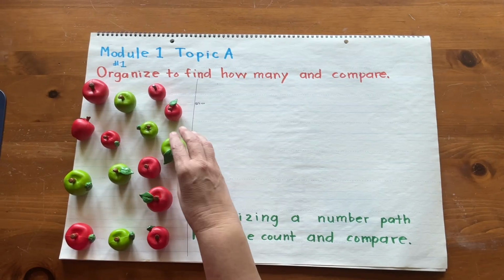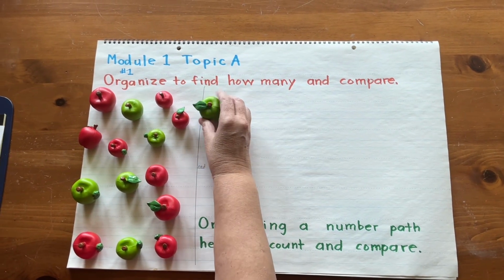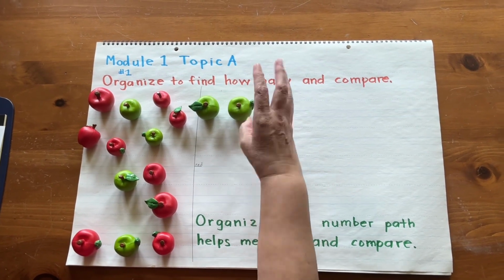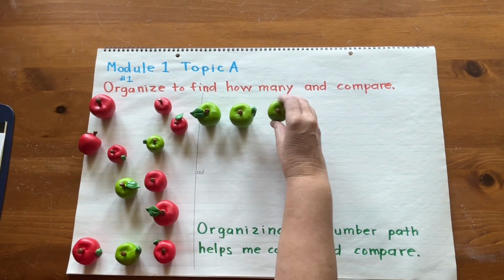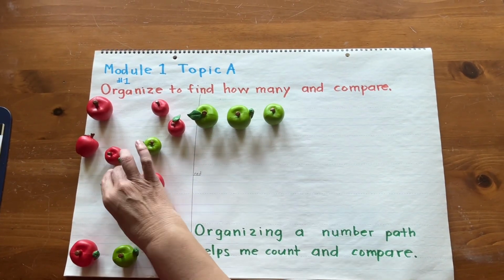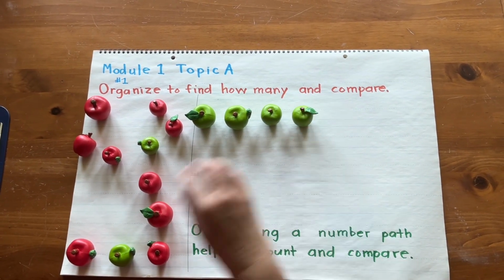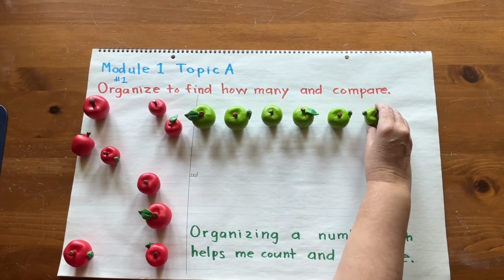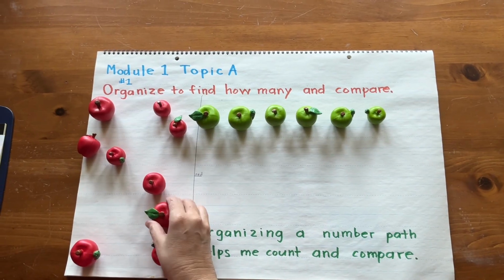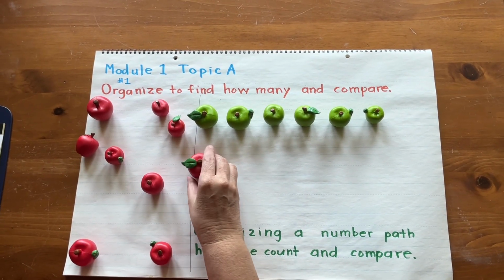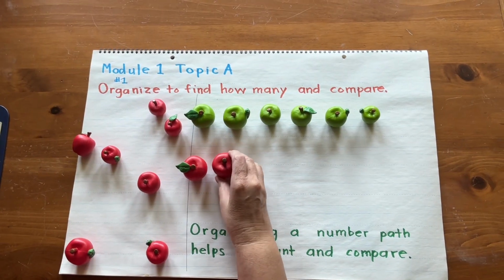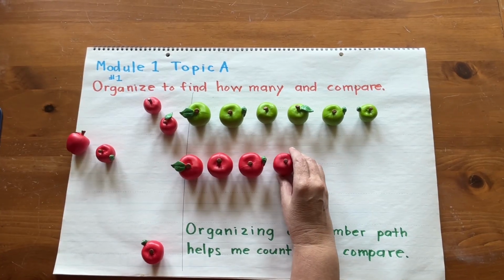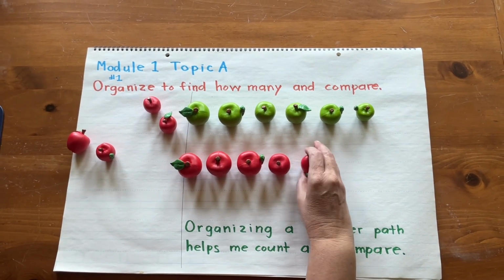So I'm going to separate it according to the color. I'm going to start with green. And for this, it does not matter about the size. It's just separating according to the color. And then the scholar will do the same thing with red. Again, the size does not matter.